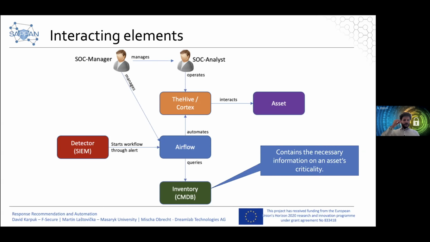In the middle of all this is Airflow as a workflow engine. This workflow engine integrates with the Hive and Cortex through the APIs I already mentioned. It integrates with an asset inventory, so a configuration management database at the bottom. And this inventory actually contains the necessary information of an asset's criticality. So we sort of invent the notion of an asset's criticality, and we put a number on that. And then finally, Cortex will interact with the asset that is under suspicion that there's something happening there that's not supposed to. Next slide, please.